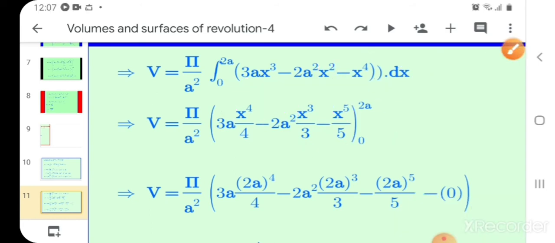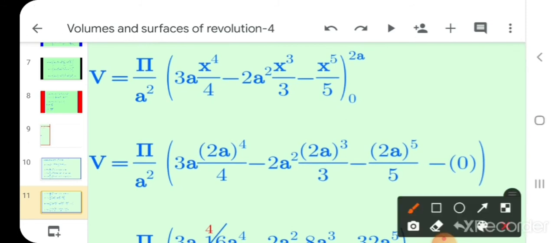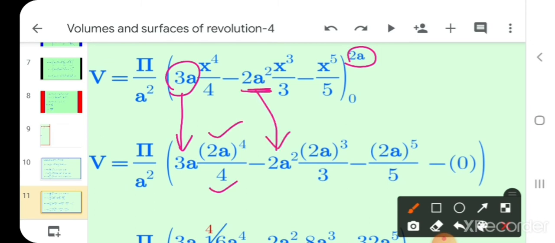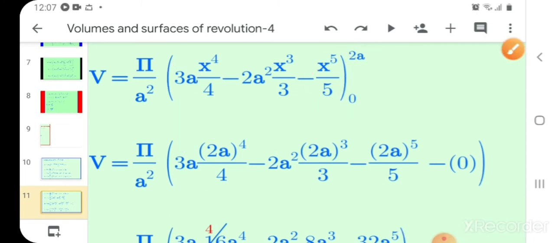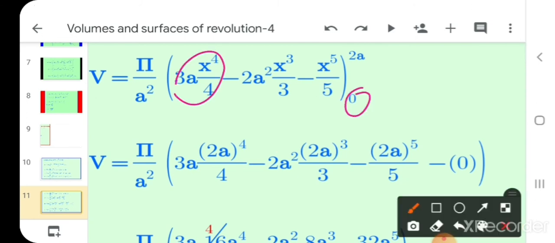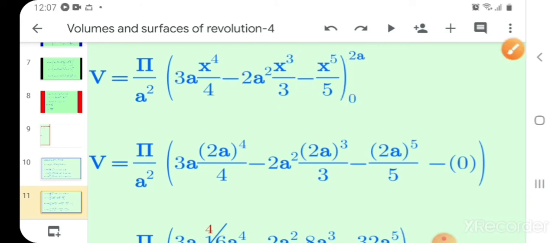First I substitute 2a in x place. So 3a is the same. x power 4 means 2a whole power 4 by 4, minus 2a square same, x cube means 2a cube by 3, and x power 5 by 5 means 2a power 5 by 5. And now I substitute 0 in x place. So this is also 0, this is 0, this is 0. So I write 0. Okay.